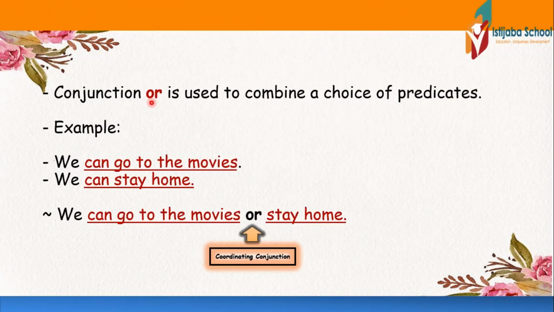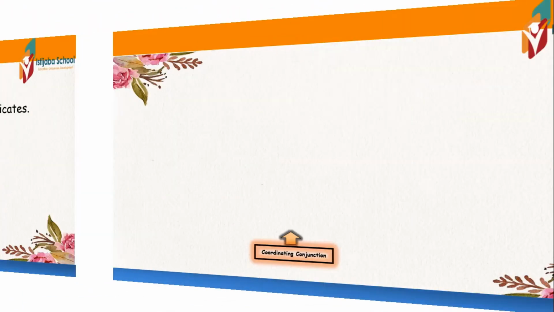Or also with the predicate shows a choice. So I say we can go to the movies, we can stay home. I write the subject we, I don't repeat the subject, and I say we can go to the movies or stay home.